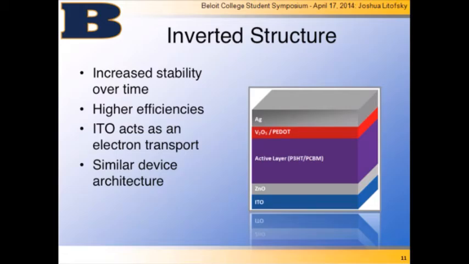The one drawback is that it's fairly volatile. You can produce two cells exactly the same at exactly the same time, and one of them can work beautifully and one of them cannot work at all. So it's also pretty frustrating.